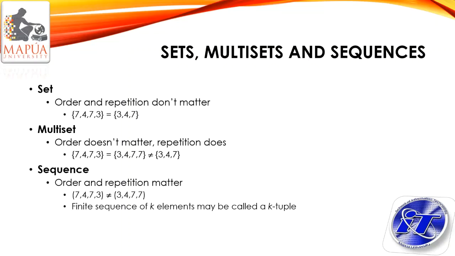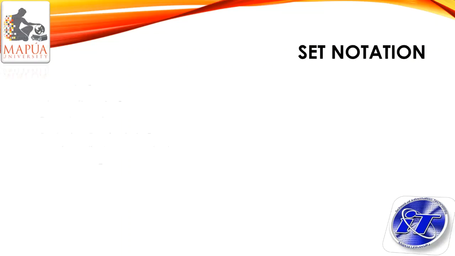And for a sequence, order and repetition matter. You cannot change the order. You cannot remove a certain element in a sequence because they are defined by their relationship with the other elements, or based on a formula that defines the different elements in the sequence. So that's why we cannot remove or alter the order. So that's set, multi-set, and sequence.